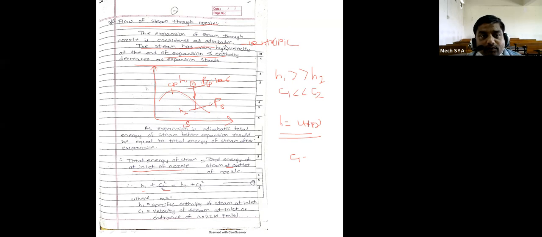The expansion of the steam through the nozzle is considered as adiabatic. So as expansion is adiabatic or isentropic, the total energy of steam at inlet and outlet should be equal. The total energy of the steam at inlet is equal to the specific enthalpy of steam at inlet H1 plus kinetic energy. Because mass is considered as 1, kinetic energy is half M V square, which we replace by C, so C1 square divided by 2. So H1 plus C1 square divided by 2 is equal to H2 plus C2 square divided by 2.